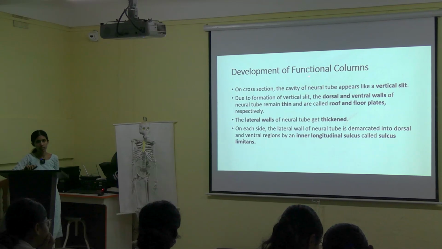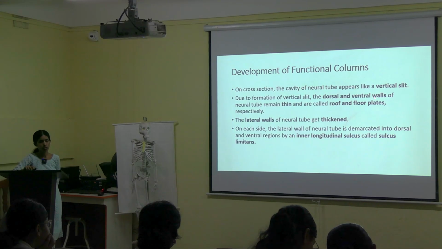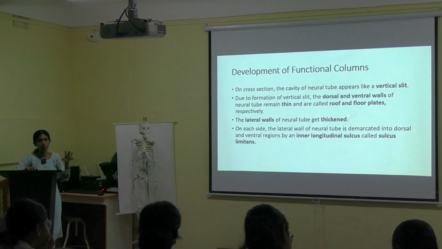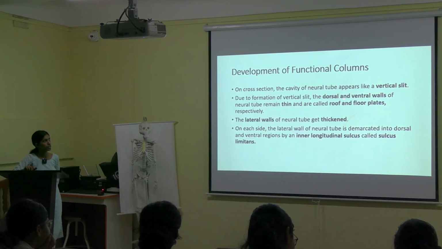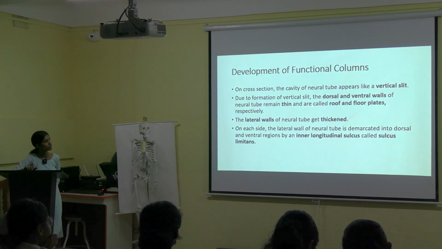Development of the functional columns. On cross section, the cavity of the neural tube appears like a vertical slit. So that is the reason we mention here the roof, floor and also study the lateral walls part. Due to the formation of the vertical slit, the dorsal and ventral walls of the neural tube remain thin and they are called the roof and the floor plates respectively. The lateral walls of the neural tube get thickened.